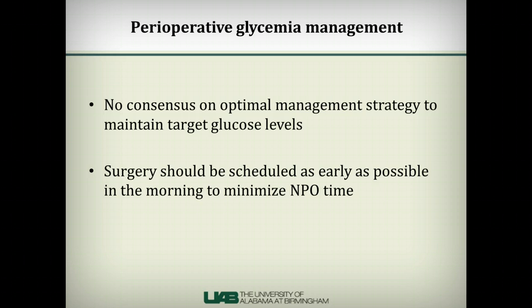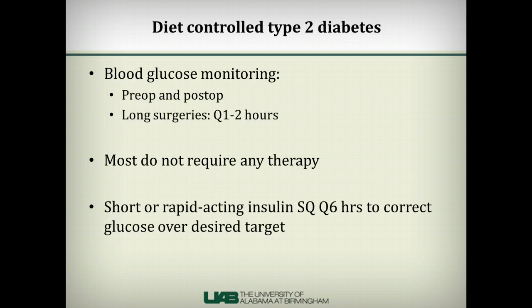So there's no real consensus on the optimal management strategy to maintain target glucose levels. There are a lot of different ways you can do this. I'm going to present one way that's an amalgamation of a variety of sources that I found. Importantly, though, surgery should be scheduled as early as possible for a diabetic patient so as to minimize the time that they're NPO and to minimize the disruption in their normal management strategy of diabetes.